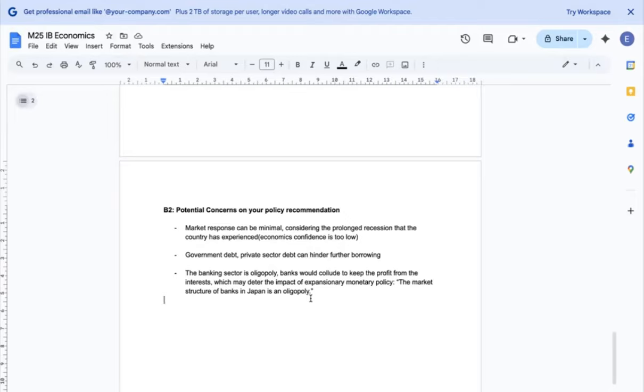Lastly, the banking sector is an oligopoly, as mentioned in the text. So the banks are highly likely to collude to keep the profit level from the interest, which may deter the impact of expansionary monetary policy. So that's my concern on that. However, nonetheless, I still do recommend my policy. Anyway, this is the end of paper 3.